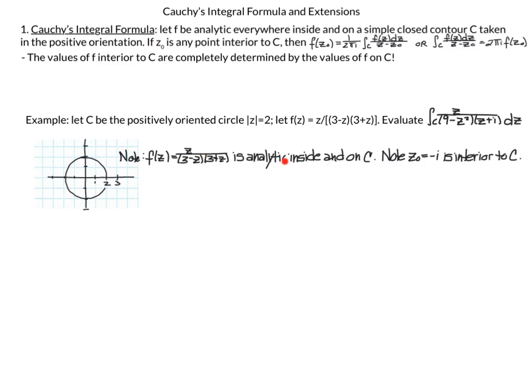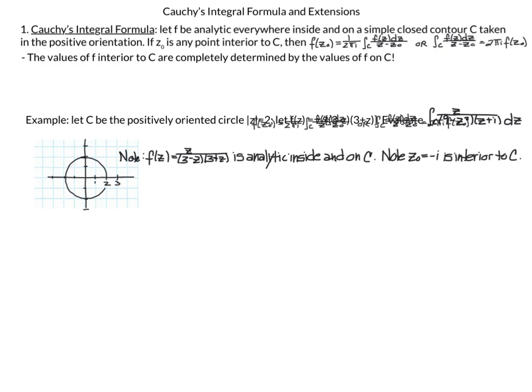The other thing to note is that when we want to evaluate this integral, we have z over 9 minus z squared. That's simply f of z, right? If we multiply out the denominator, we get z over 9 minus z squared. So this is f of z, and then we have our 1 over z plus i, which is exactly the form that we need in our Cauchy integral. We have f of z on top and z minus z naught on bottom. In this case, then, z naught is equal to minus i.